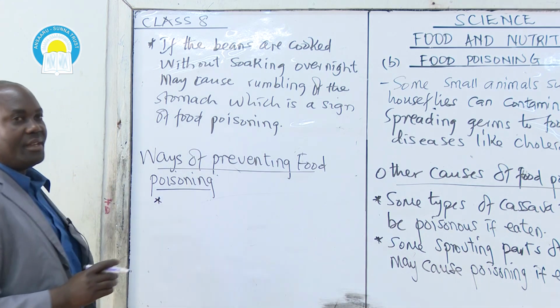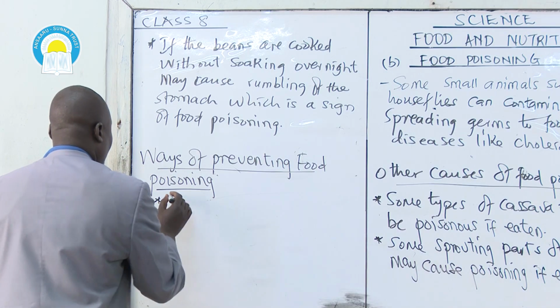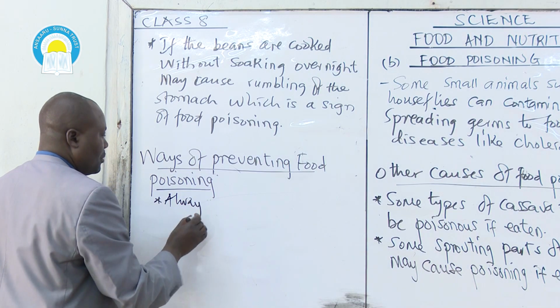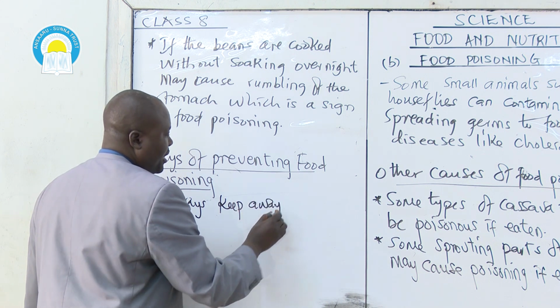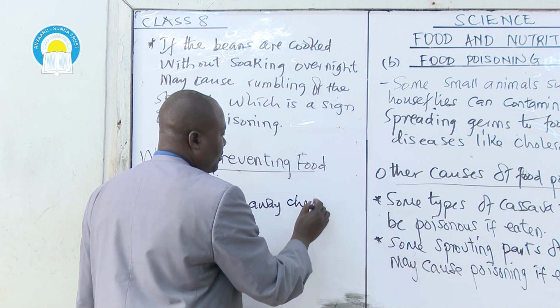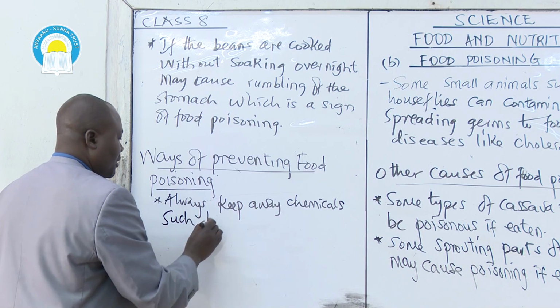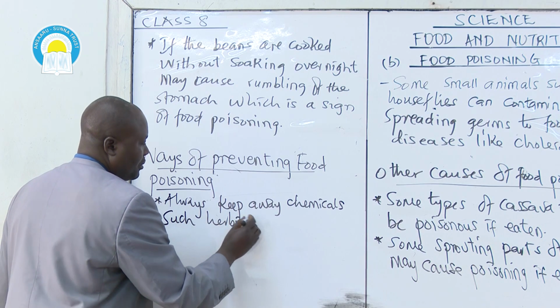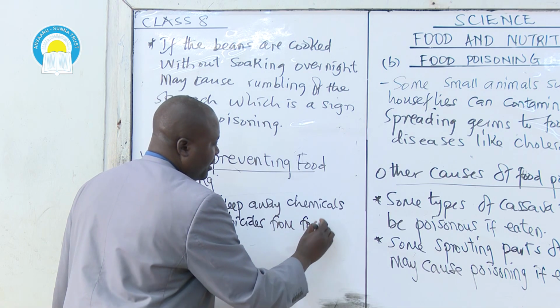Number one, always keep away chemicals such as herbicides from food. That's one of them.